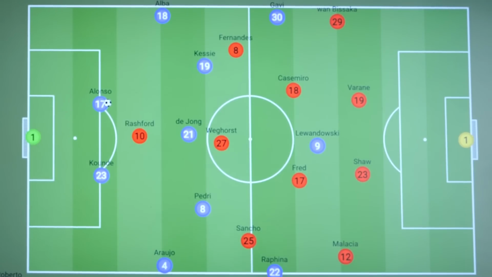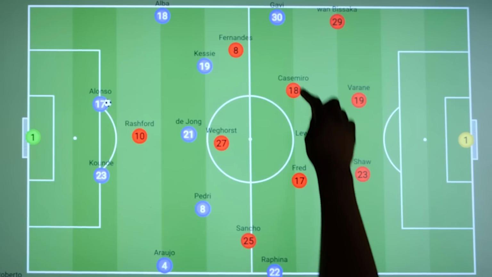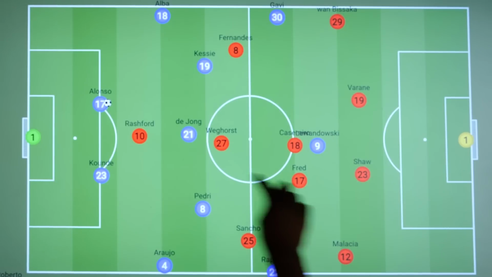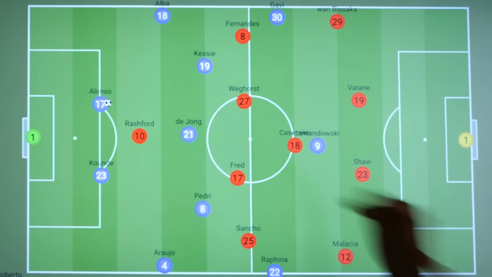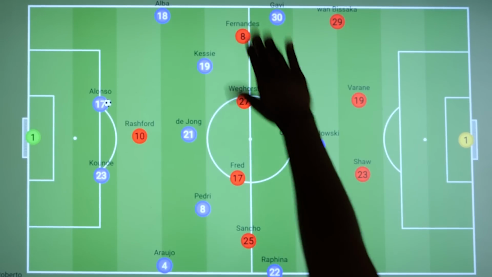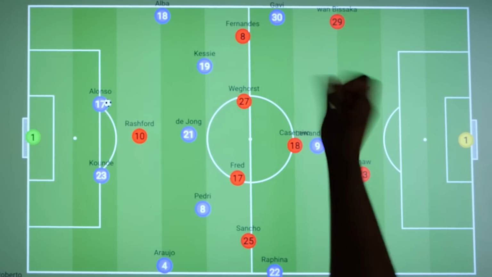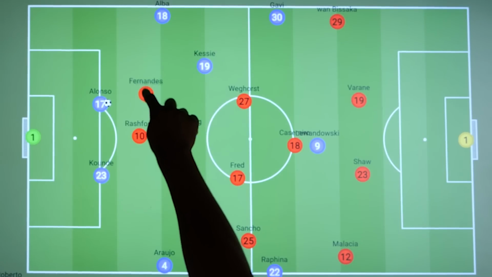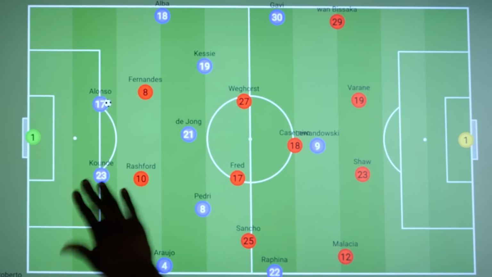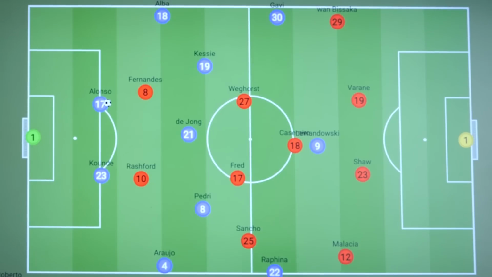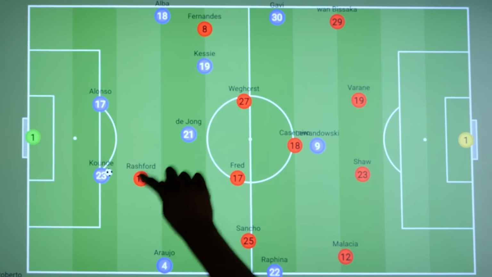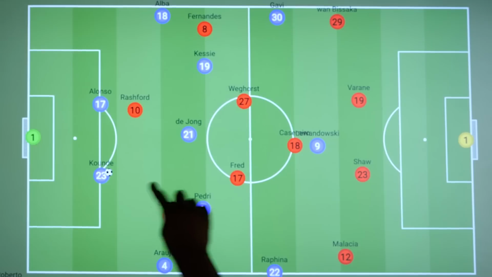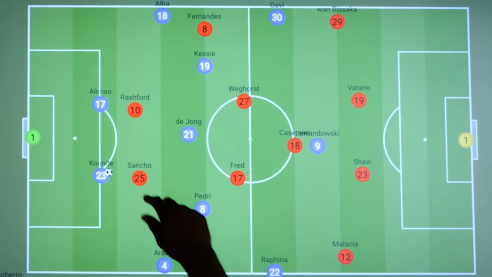And this was by shifting to a 4-1-4-1 for the most part, with Casemiro in behind Fred and Weghorst, who were the central midfielders. However, Fernandes didn't tend to stay wide, especially when United were pressing. Instead, he would come in more centrally, looking to press the wide centre-back, allowing Rashford to pick up the other man. If the ball was on the other side, we could see this shape shift slightly, with Sancho instead coming in off the left-hand side.